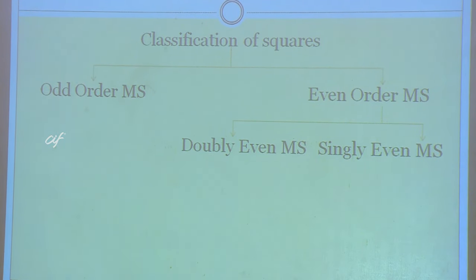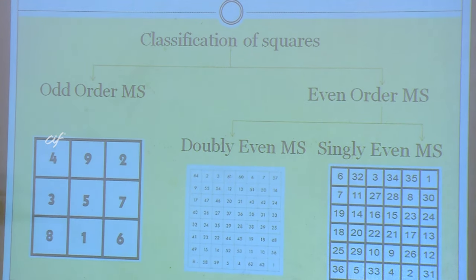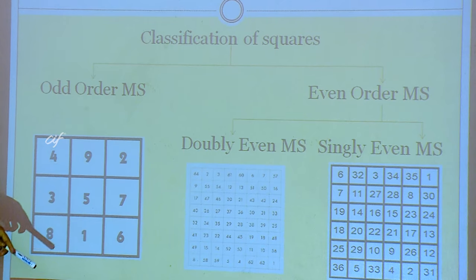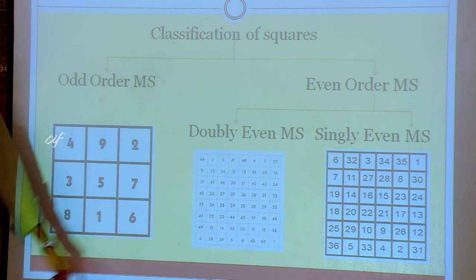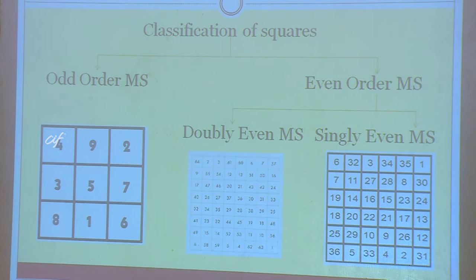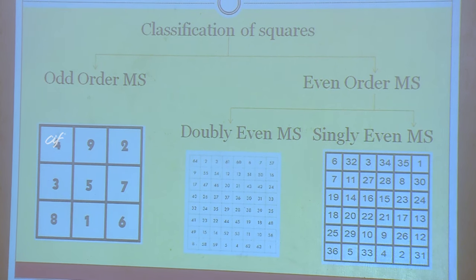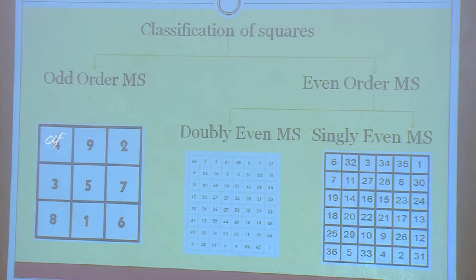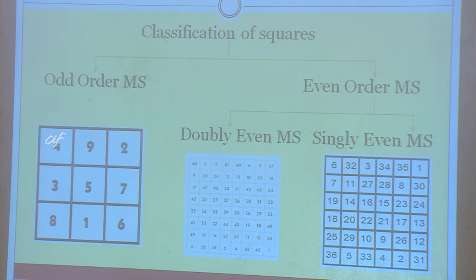Doubly even means something like a 4x4 or 8x8 or 12x12 or 16x16, that is, the number of rows and columns is a multiple of 4. If it is an even number but not a multiple of 4, then it is called singly even, that is 6x6, 10x10, 14x14 and so on. Why are we classifying? Because the method of construction is different for these three categories. The way we construct an odd order magic square changes for even order magic square, and again it is different for singly even as well as doubly even.